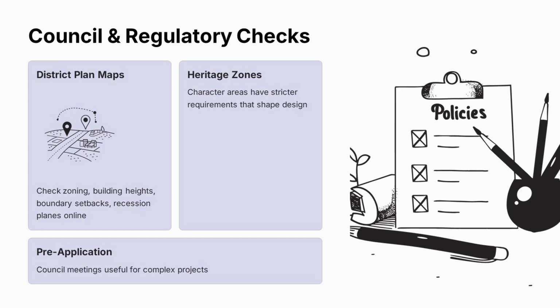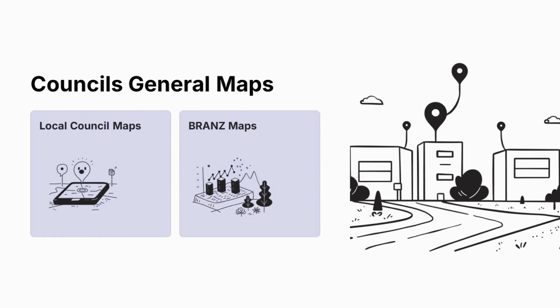Also, check if the site is in a heritage or character area. These zones have much stricter requirements that really can shape your design. If your project looks complex, setting up a pre-application meeting with the council can also be very useful. Next up are the council's general maps. They are a great starting point, and these maps show things like services, overlays, and zoning information.